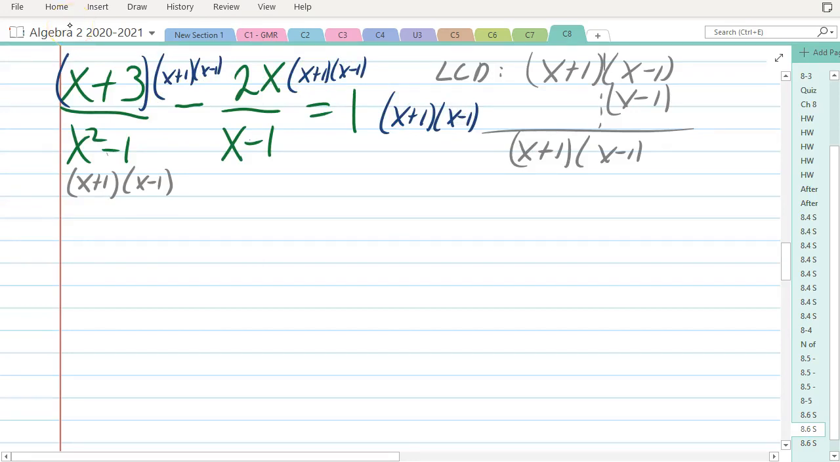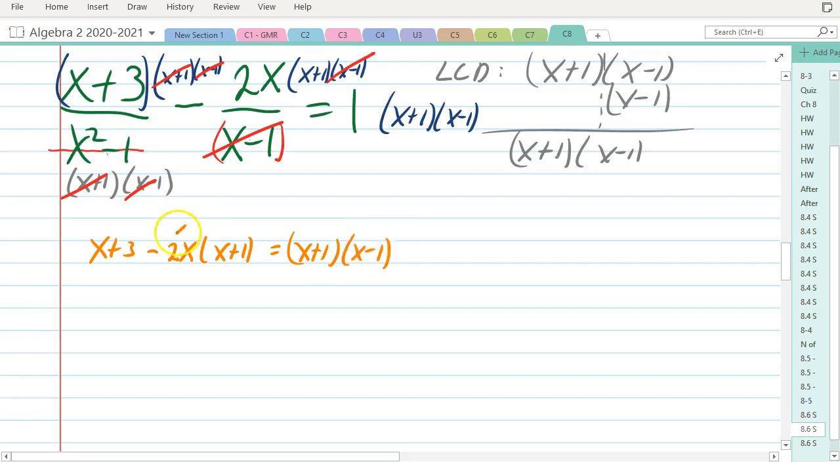Now I can start canceling things out. Change that into factored form. So I have an x plus 1 cancels out the x plus 1, x minus 1, and x minus 1. Here I have another x minus 1, and that's going to cancel out with that x minus 1. Unfortunately, nothing at the end cancels. Now I rewrite and multiply as needed. It gives me an x plus 3 minus 2x times x plus 1 is equal to 1 times x plus 1 x minus 1.